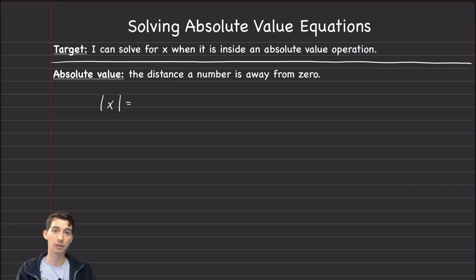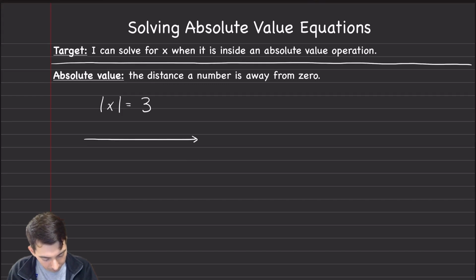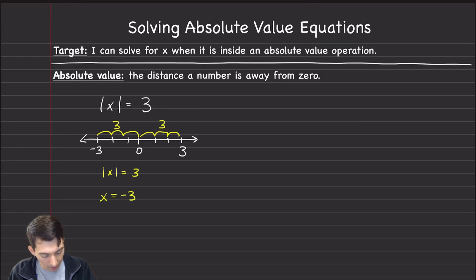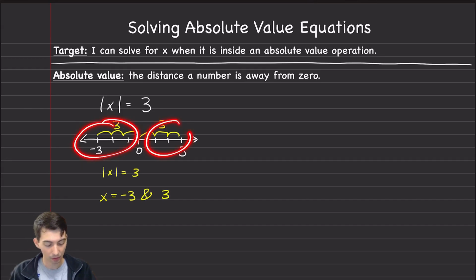If we say the absolute value of x is equal to 3, okay, we can draw a number line. So here's 0, and if we go 1, 2, 3 to the right, we would get to 3, and then 1, 2, 3 to the left, we would get to negative 3. So if I go 1, 2, 3, that's 3 spots away from 0. And same here, 1, 2, 3, that's also 3 spots away from 0. So in this case, the absolute value of x, when it's equal to 3, that means x could be negative 3, and x can be equal to positive 3, because both of these are 3 spaces away from 0.